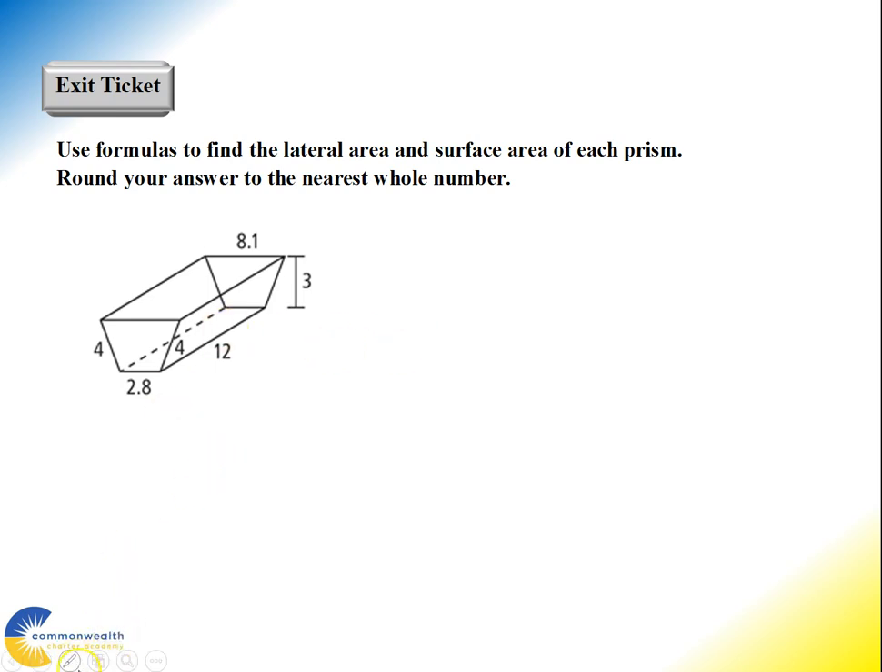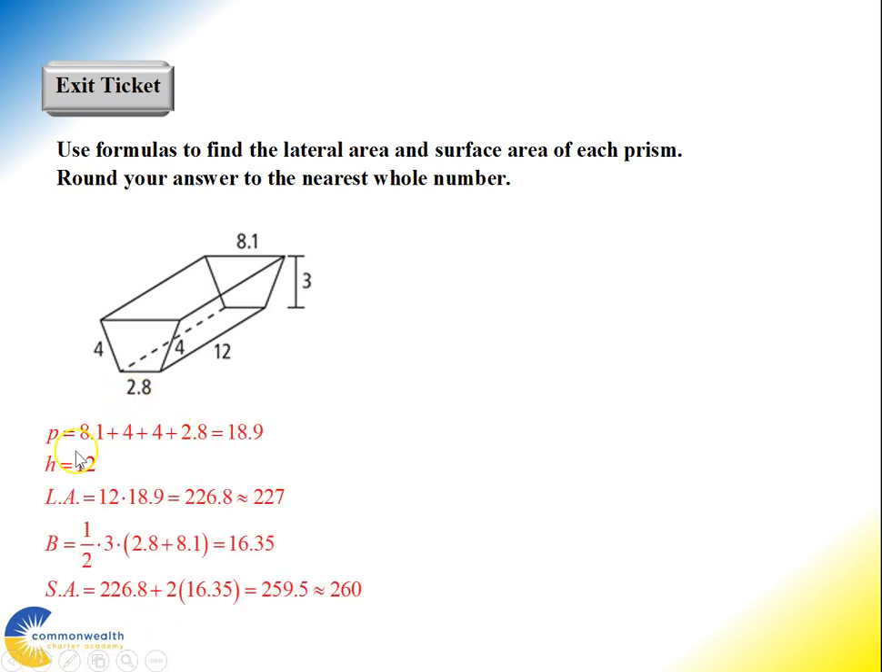So when I do this one and find the lateral area, first I figure out the perimeter. As I said, it's 4, 2.8, 4, and 8.1. So I add those together to get 18.9. And these are all in units because they don't give us any other units here. The height of the prism is 12. The lateral area would be the perimeter times the height. So I just multiply these two together. I get 226.8, which is about 227.